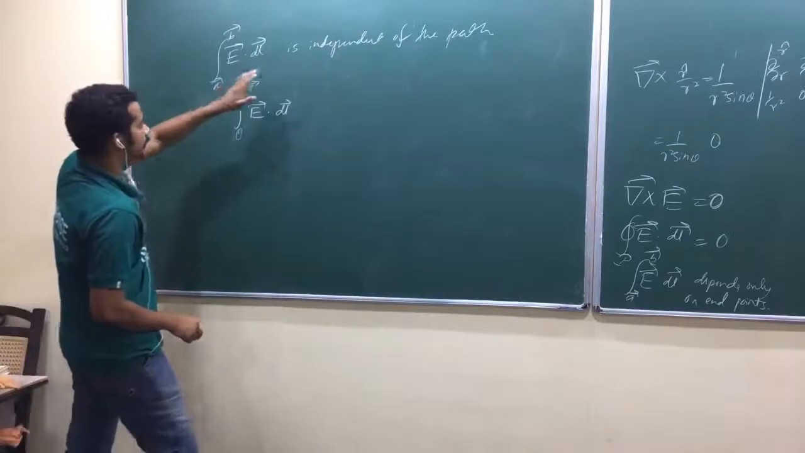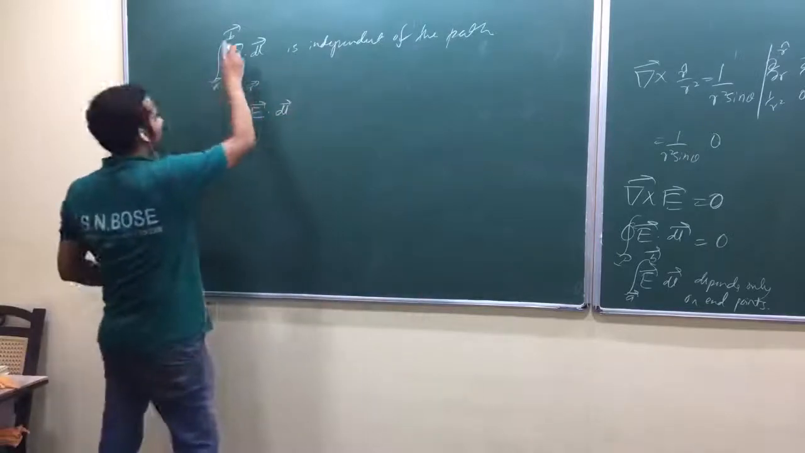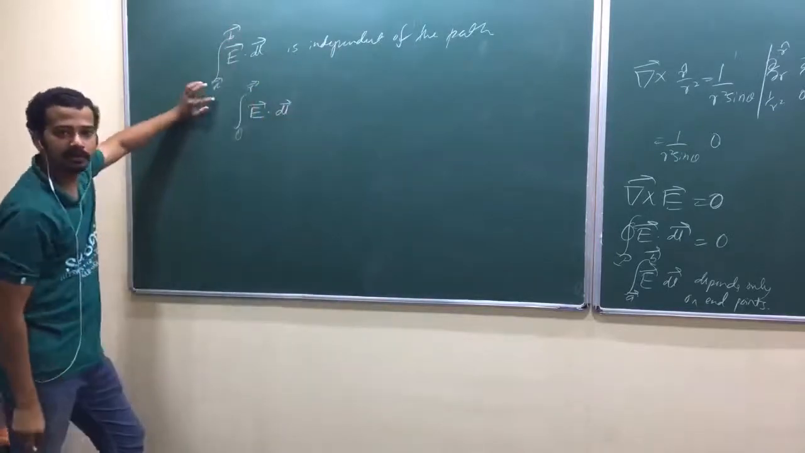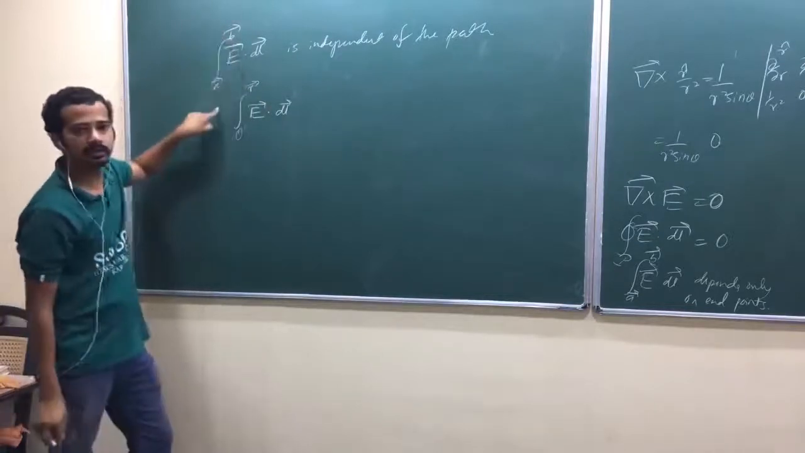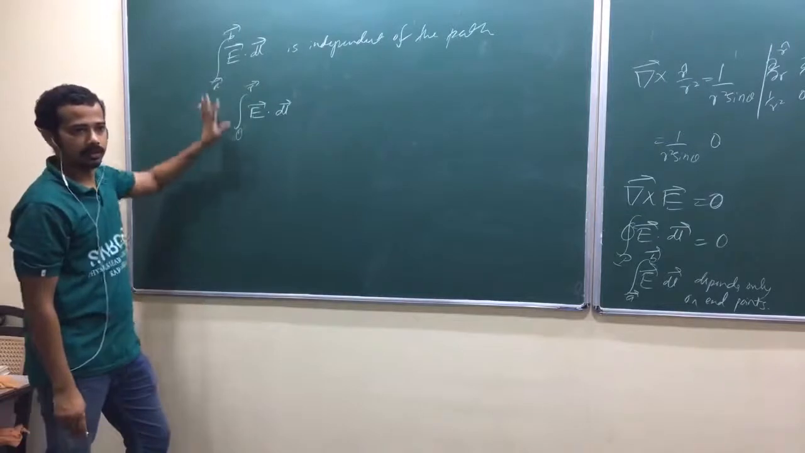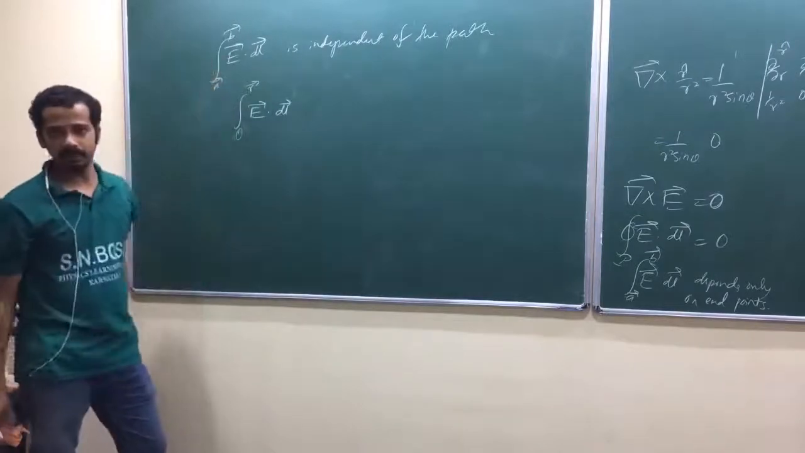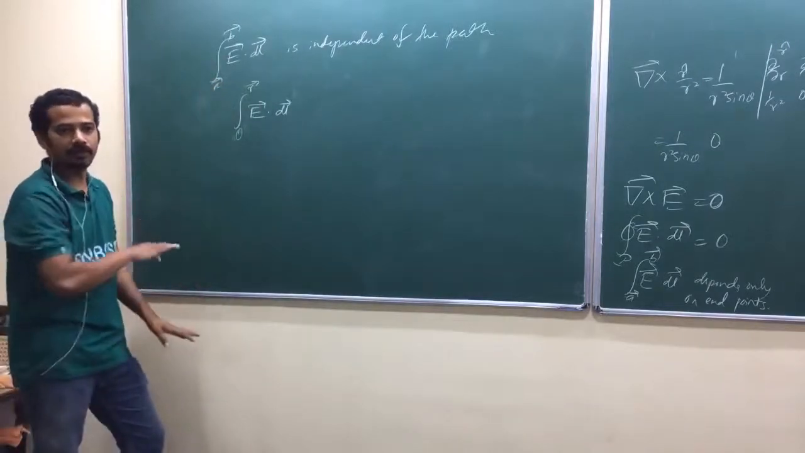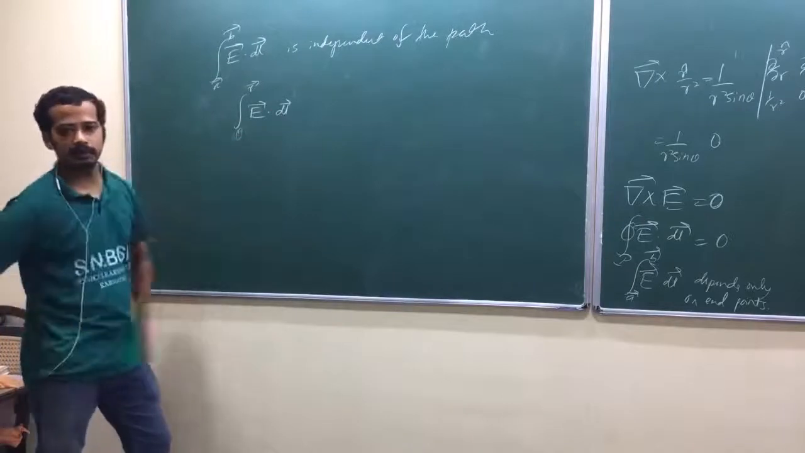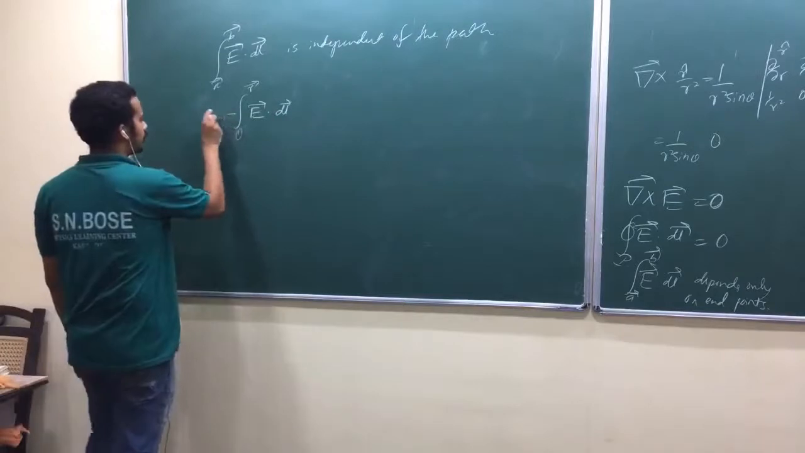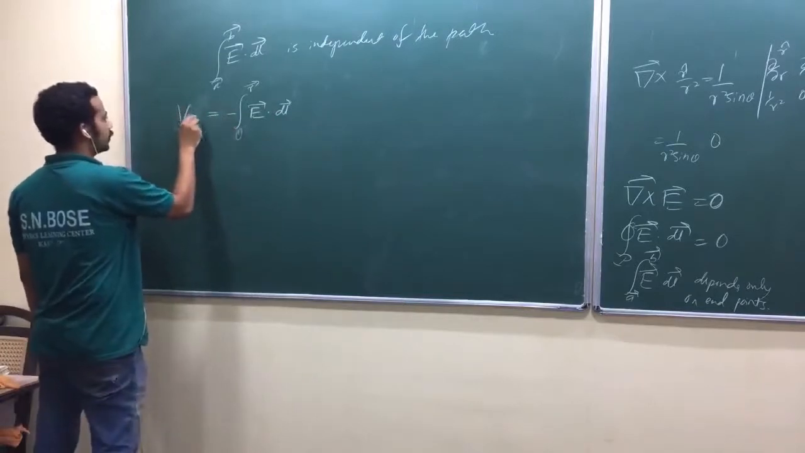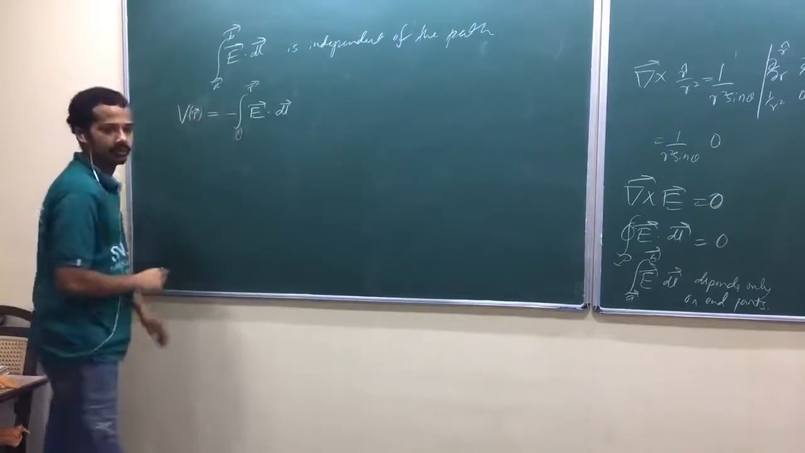Now look at here. It was depending on the end points. Am I right? I made this point constant. I made this one variable. Then the whole thing will be a function of this one because this is constant. Isn't it? It depends only on A and B. Am I right? I made A constant. I made B variable. Then it will be depending on that variable B. Is that okay? Now I'm going to put one more negative sign. I'm going to call this one the electrostatic potential.